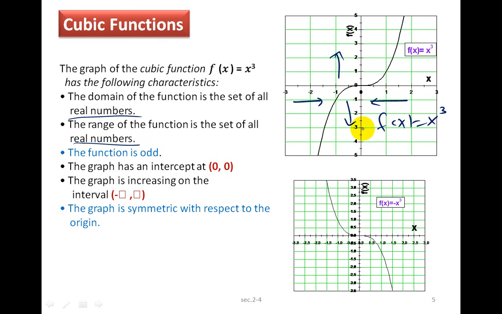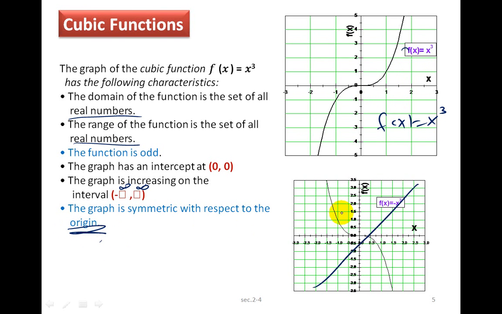The function is odd. Why is this function odd? Because it's symmetric with respect to the origin. What that means is, if you have any point here, you'll find it here. So it's symmetric with respect to the origin. And the graph has an intercept of 0, 0. This graph here is increasing and also here it's increasing. So the graph is increasing from negative infinity to positive infinity. In the entire graph it is increasing. The graph is symmetric with respect to the origin.